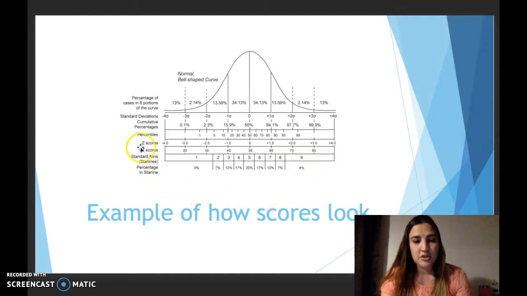Now the same thing works for standard deviations. So here's your standard deviations right here. Here's the middle. This is your mean, your average. So like the example I gave before, if I scored an 80 and the average was 70, I might be over here, one standard deviation above the average. So that is a summary of how that all works.